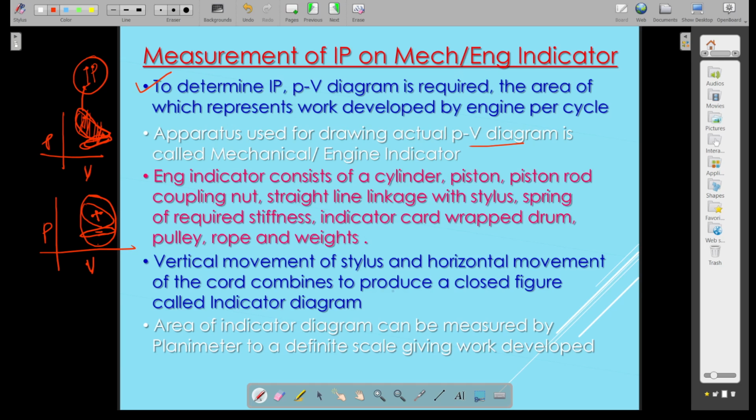The vertical movement of the stylus and the horizontal movement of the cord combine to produce the closed figure that is called the indicator diagram. You are not getting a rectangle or a triangle over here, but an irregular shape. The area of this irregular shape is measured by a planimeter.